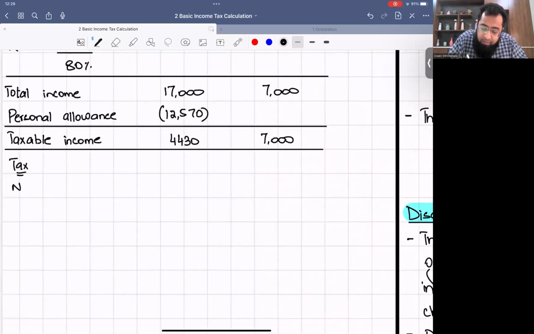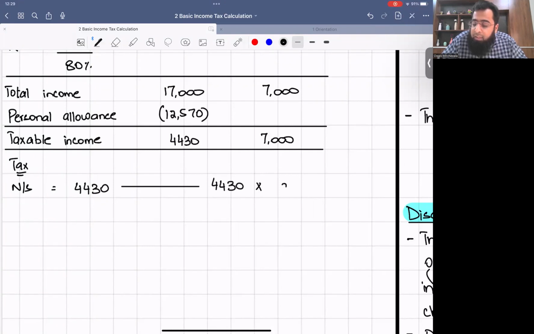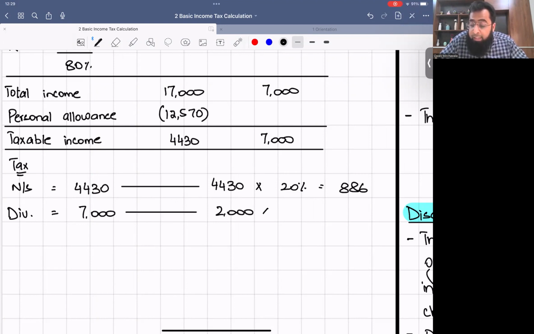Non-saving income is 4,430. You all remember that the basic rate band is 37,700. So 4,430 into 20%, this will be 886. Then we have dividend income, 7,000. The first 2,000 always goes at 0% in dividend.